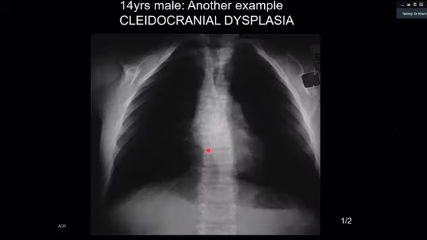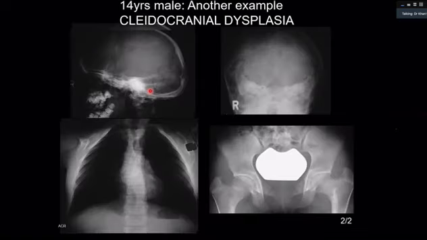Now, this is another example where it's a 14-year-old, but if you get this film, you initially start describing things, but then you understand that there is no clavicle. Clavicles are missing. Look at the glenoid, and the glenoid is sort of small. And these are the rest of the findings of cleidocranial dysplasia. Now, look at the Wormian bones. Wormian bones are bones within the sutures. For example, this one is a Wormian bone.